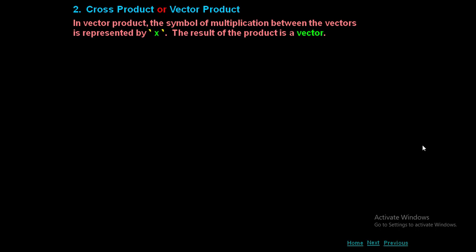Cross product or vector product. In vector product, the symbol of multiplication between the vectors is represented by x, that is cross. The result of the product is a vector.